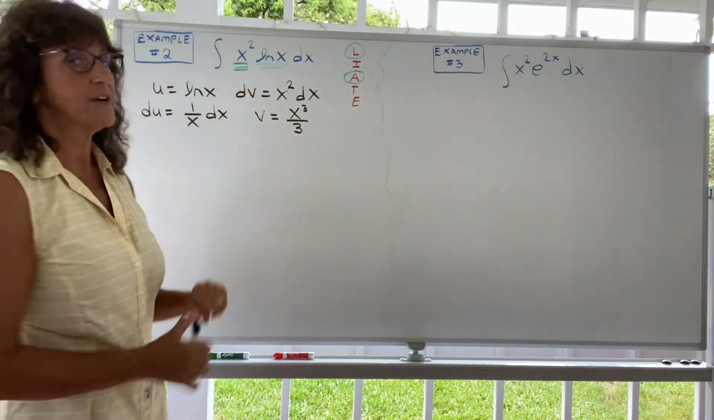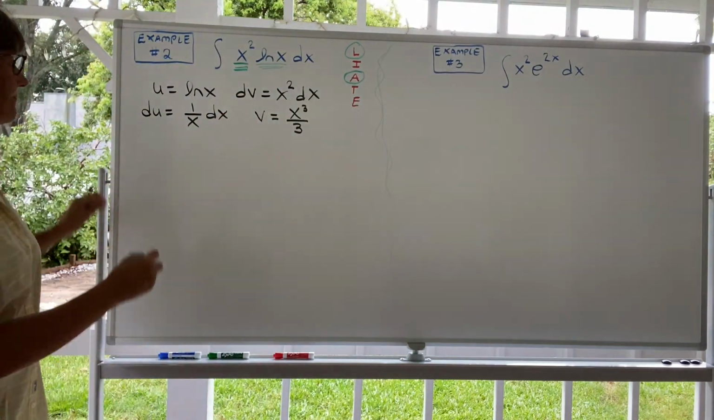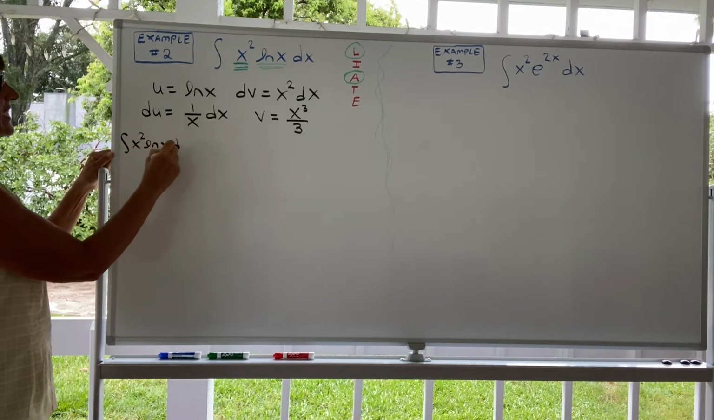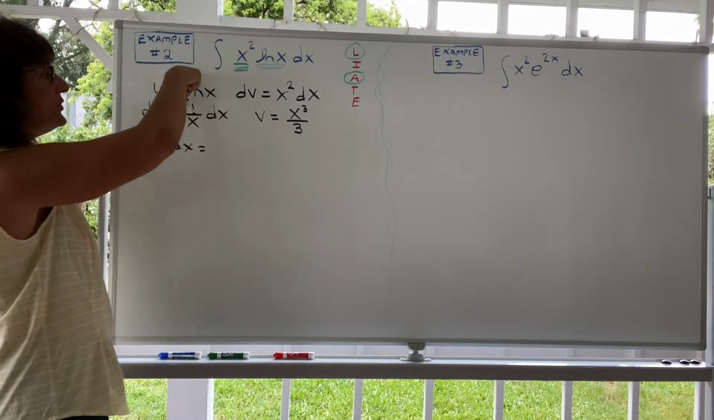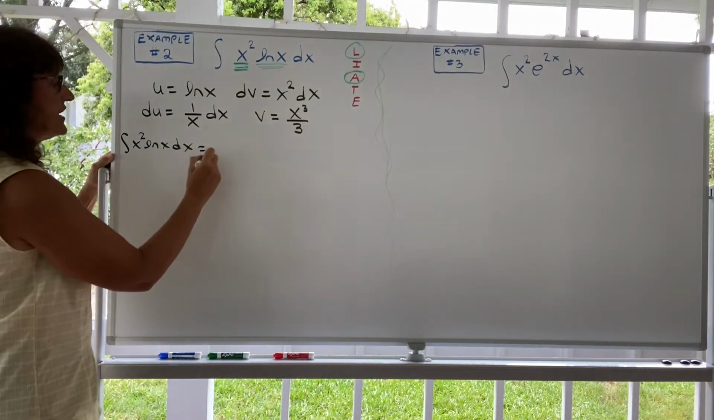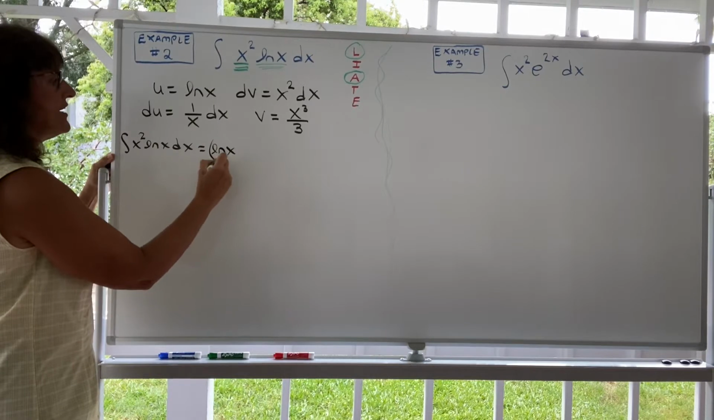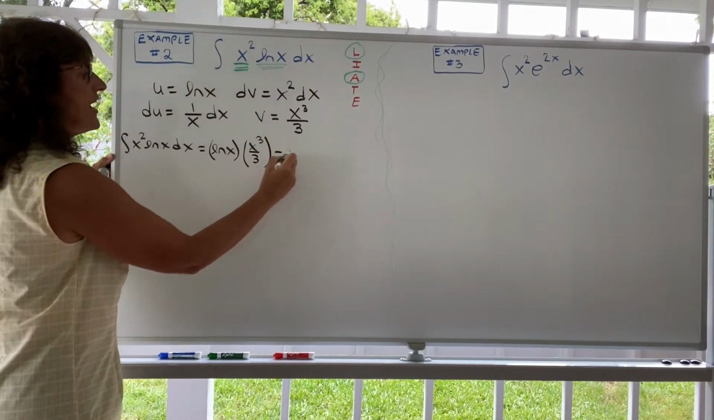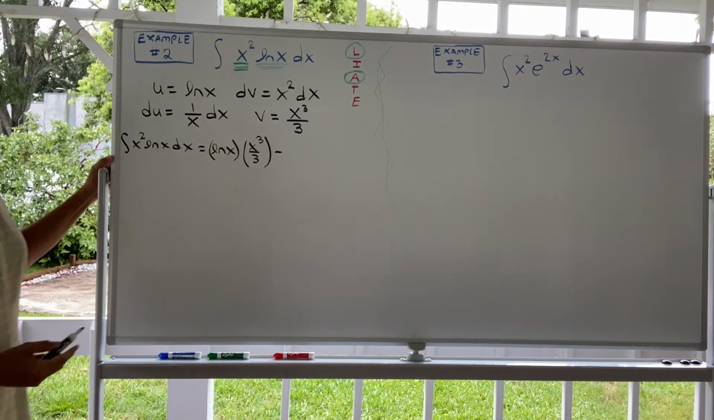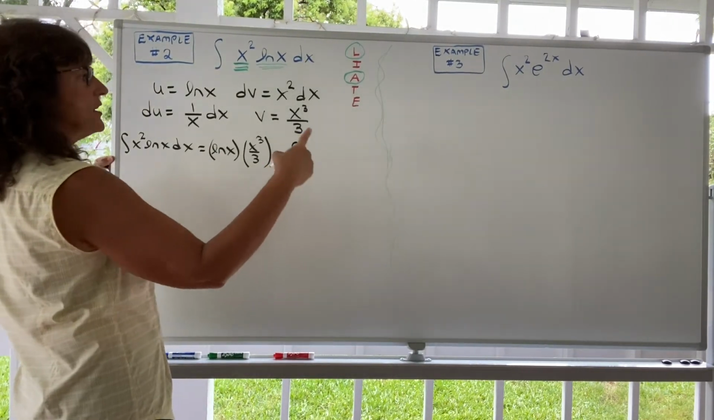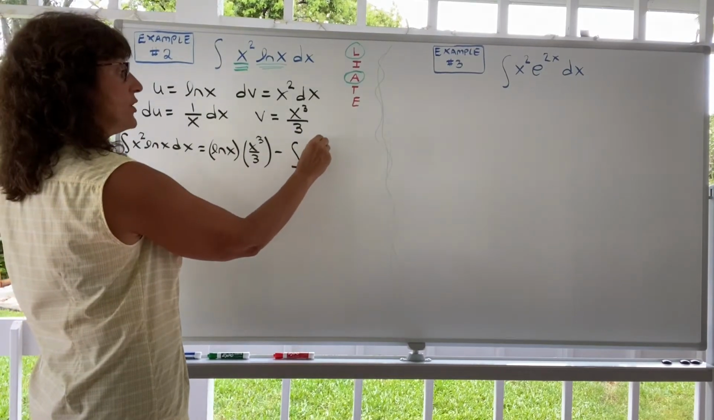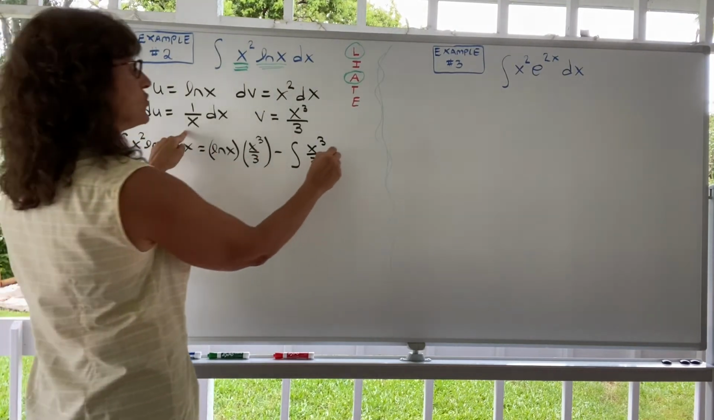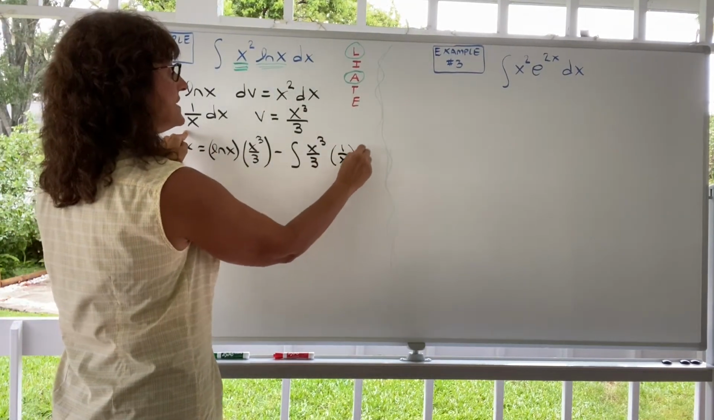Once we've made a list of our pieces, let's go ahead and write it out, okay? So our integral of x squared natural log x dx, okay? So we're going to have u times v. So we're going to have natural log x, okay? That's going to be multiplied by x cubed over 3. u times v, all right? Subtract from that the integral of v, which is x cubed over 3, okay, times du, which is 1 over x dx.